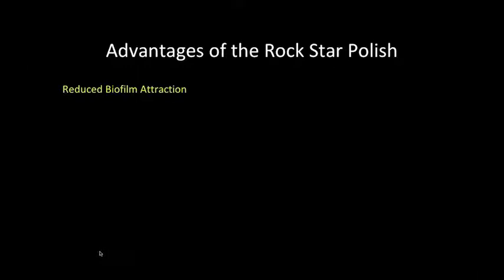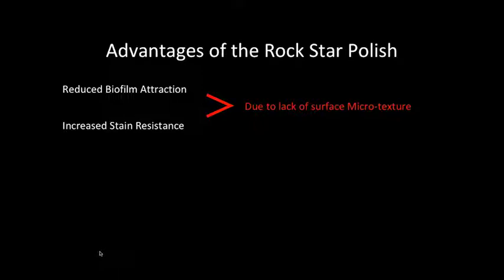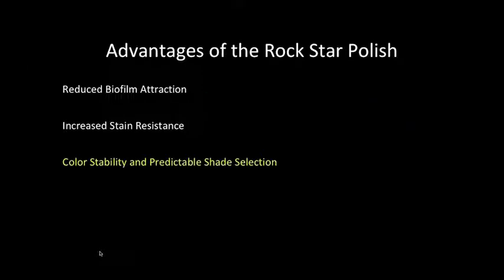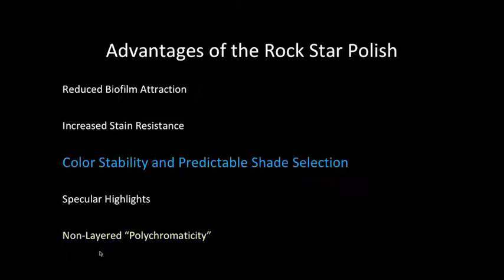So with that kind of a mirror finish, what we're getting is reduced biofilm attraction and then increased stain resistance. Now, of course, that is mostly due to the fact that there's lack of surface microtexture on the tooth. We also get color stability and predictable shade selection. I'm going to spend some more time talking about that. And then also specular highlights. Remember that kind of bright, sparkly surface, the light reflectance that we see. And then what I'm going to call non-layered polychromaticity. So I'm going to spend some more time just showing you examples of this as well.